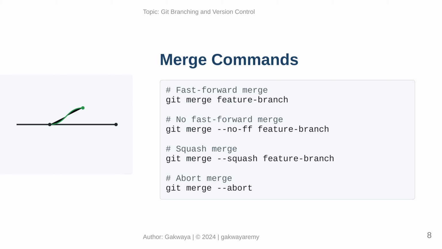These commands give you control over how branches are merged. The --no-ff flag forces a merge commit even when a fast forward is possible, which can be useful for tracking feature integrations. The squash option is great for cleaning up history, but use it thoughtfully as it discards individual commit messages.